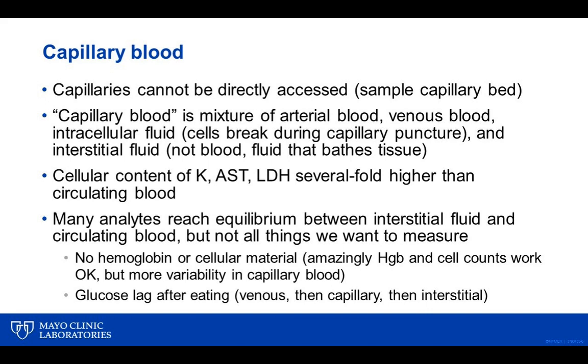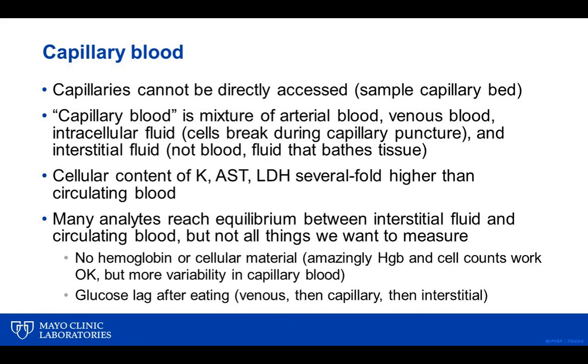We also have to consider there's interstitial fluid, this fluid that bathes the cells, and interstitial fluid is quite different from venous blood, arterial blood, or capillary blood. Interstitial fluid has no cells. And so because we're going to get some interstitial fluid every time we do a capillary puncture, cellular components may not work as well in capillary blood as in venous blood.